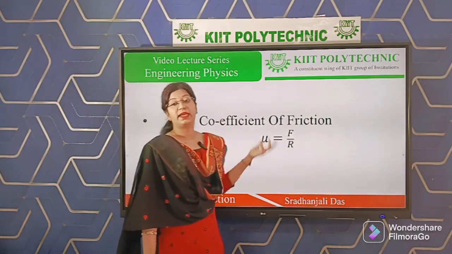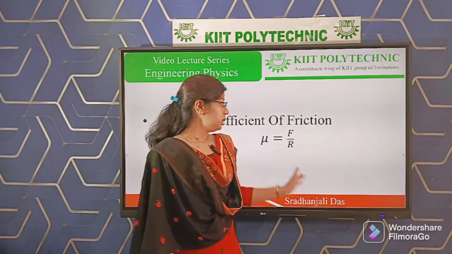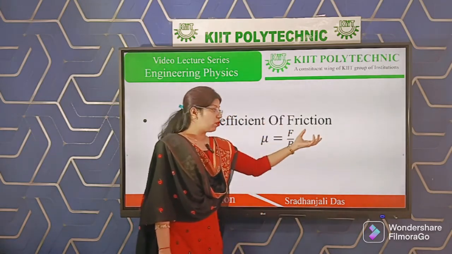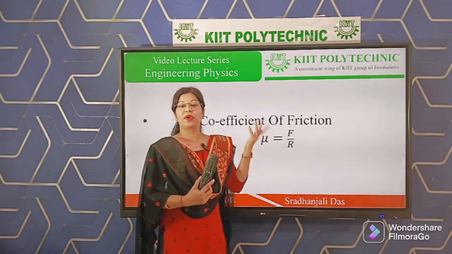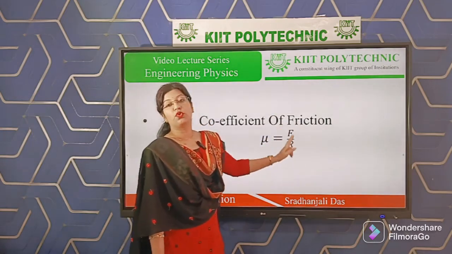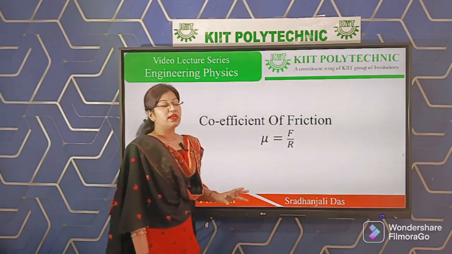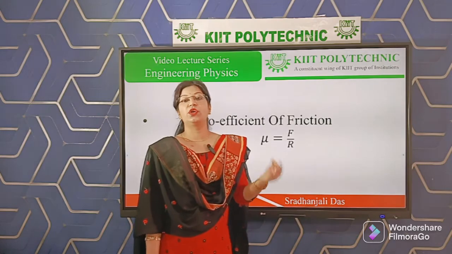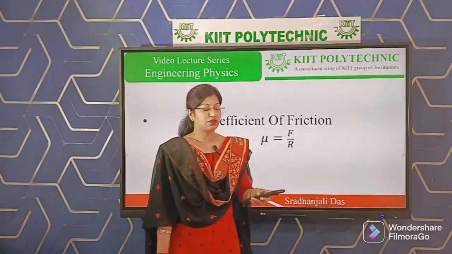So what's the unit and dimensional formula of the coefficient of friction? What is F? F is the force of friction, that means the opposing force. What is R? R is the normal reaction, that means the perpendicular force. So simply it is a ratio between two forces. That's why the coefficient of friction is a dimensionless quantity. No unit and no dimension. Coefficient of friction is a dimensionless quantity.